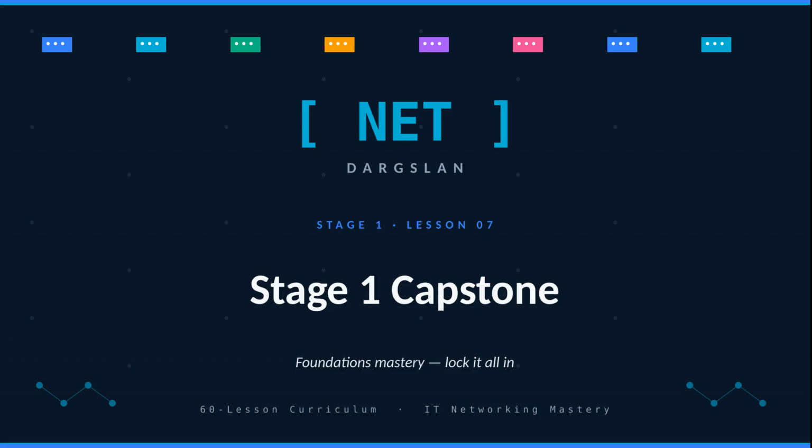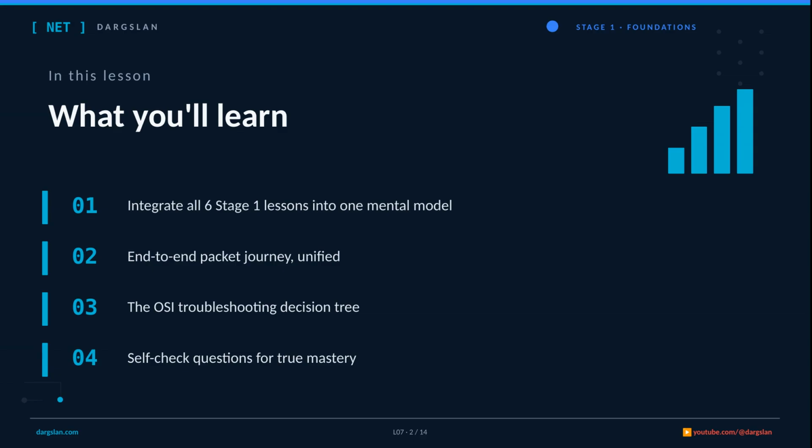Welcome to the Stage 1 Capstone. This is the moment everything you've learned so far clicks into one picture. Over the last 6 lessons, you've built up the vocabulary, the layers, and the mechanics of how data actually moves across a network. Today isn't about new material, it's about consolidation. We're going to take every piece of Stage 1 and lock it into a single unified mental model you can carry into Stage 2. So here's the roadmap for the next few minutes.